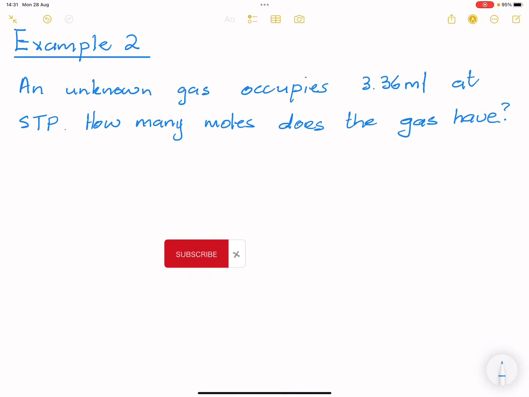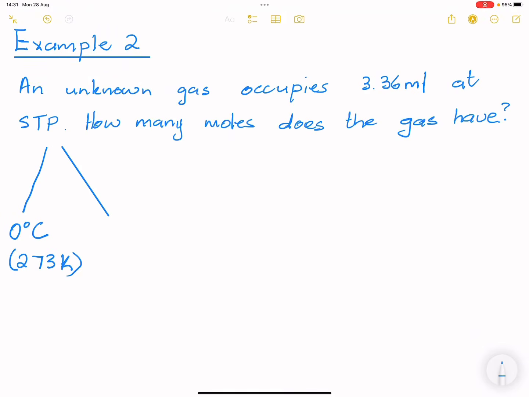All right, let's go on to our second example. They say an unknown gas occupies 3.36 milliliters at STP. How many moles does the gas have? First of all, let's just clarify quickly, what is standard temperature and pressure? Standard temperature is said to be 0 degrees Celsius. Of course, if we convert that to Kelvin, that would be 273 Kelvin.